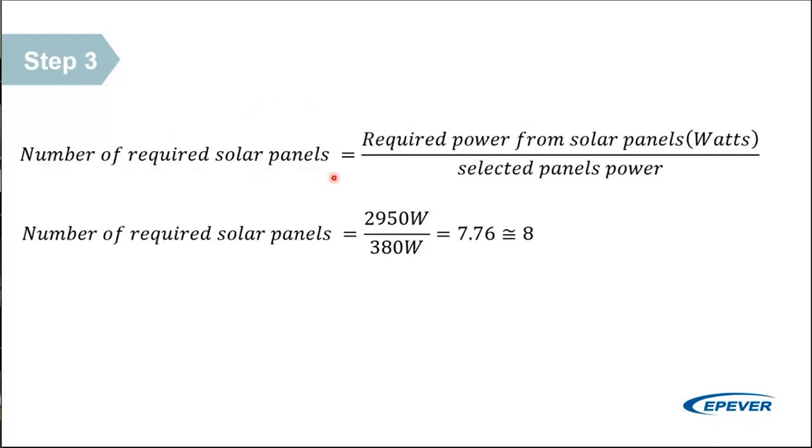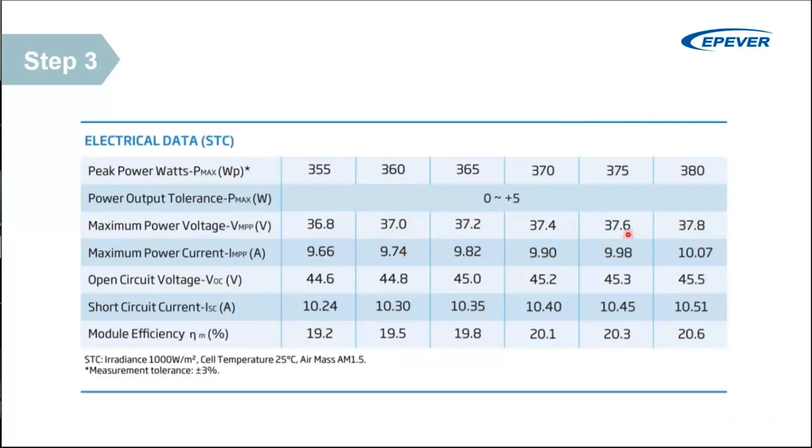So the number of required solar panels is equal to the required power from solar panels divided by the selected panel's power. We saw this. We needed 8. Just take into account that if you come up with something like 9, you must increase it to an even number, which is 10. And these two numbers here, the open circuit voltage and the short circuit current, are going to affect the charge controller that we are going to choose. So now we are almost determining what kind of charge controller we need.